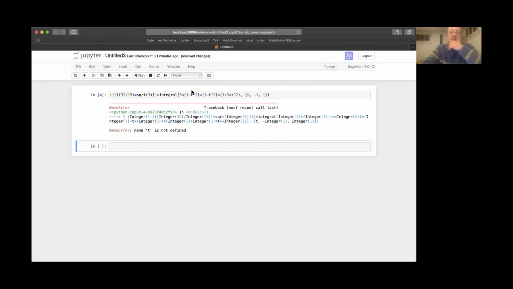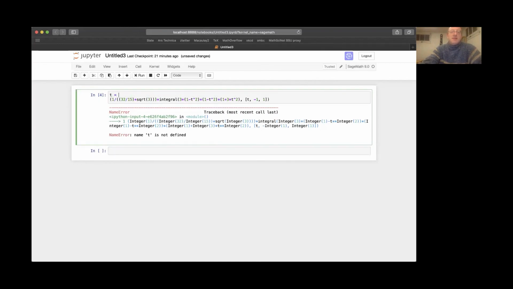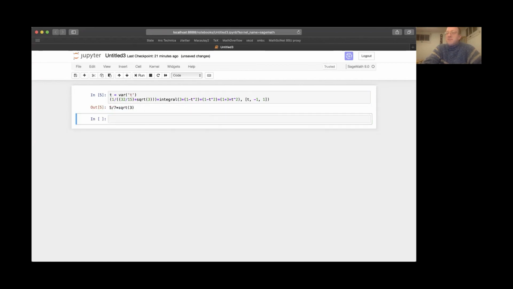Name t is not defined. Okay, t equals variable. I'm not the biggest expert in Python and Sage, so I'm still learning. We had to tell Sage that t is a variable. We had to keep track of all our parentheses. And then this is the integral. Sage will take care of multiplying it out.